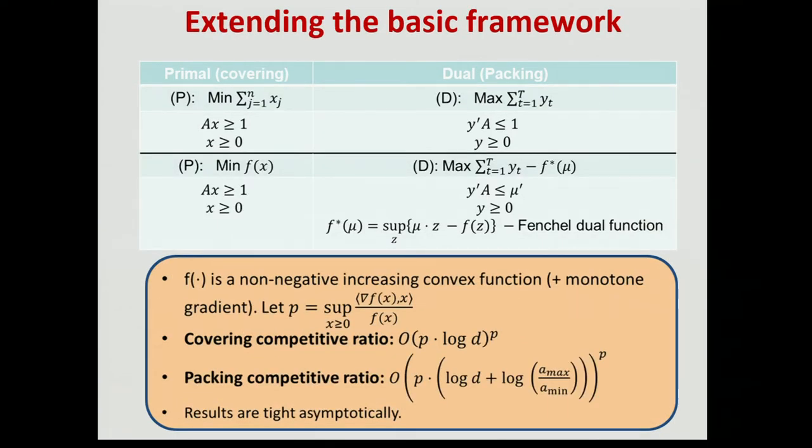Okay, which generalizations can we talk about? One generalization is, instead of having a linear objective function, we have some convex function. This convex function needs to have some bounded growth property, which is captured by this condition on the gradient. It turns out that for technical reasons, we also need the gradient to be monotone. And in this case, the competitive bounds that we can get are given by this expression.